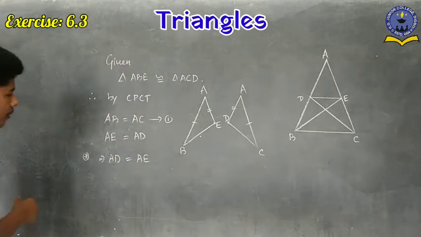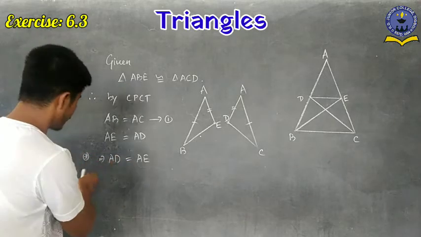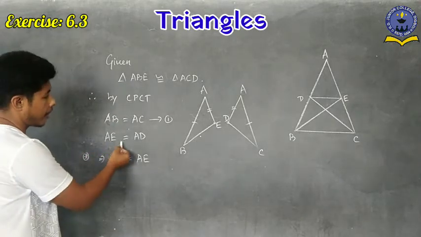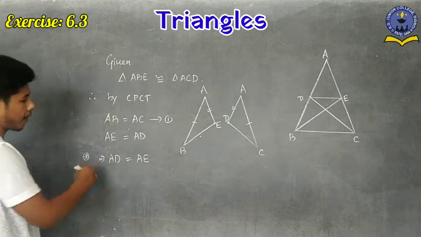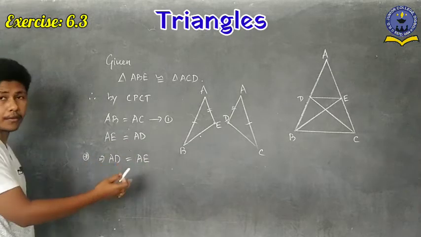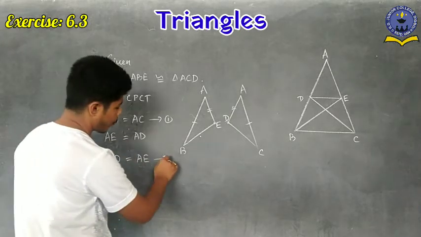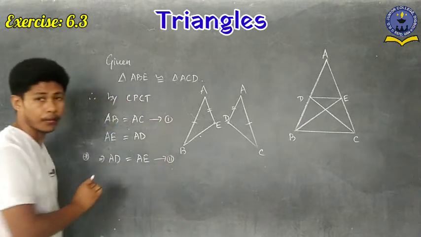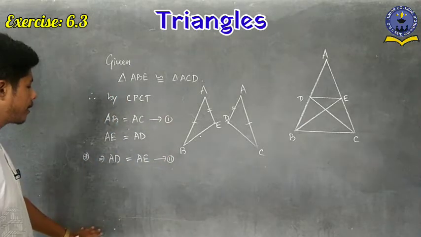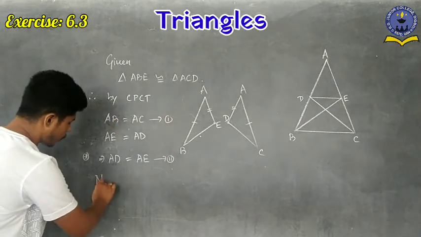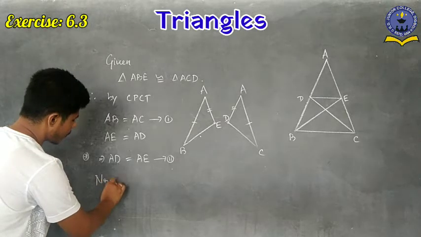So why have we done this? After writing A equal to AD, we have to exchange the result. AD equal to AE we have to write. Is it clear? And we put this as equation number 2. Is it clear? After writing this, now there is one more step you have to know.